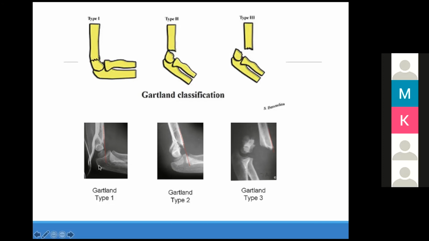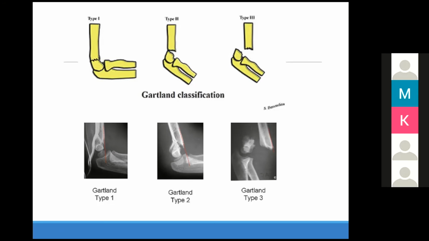So type 1, it's undisplaced. Type 2, there's displacement, but the posterior cortex is still intact. And then type 3, the two bones have just moved completely away from each other, so complete displacement. And these three types do determine our management.